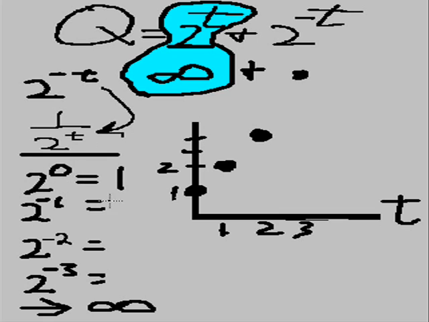2 to the negative t is really equal to what? 1 over 2 to the t power. That's what this is equal to. 1 over 2 to the 0 is 1 over 1, that's a 1. 1 over 2 to the first is equal to 1 over 2.